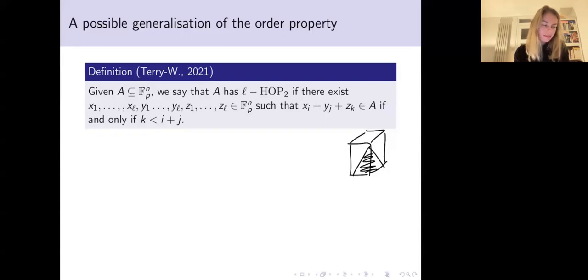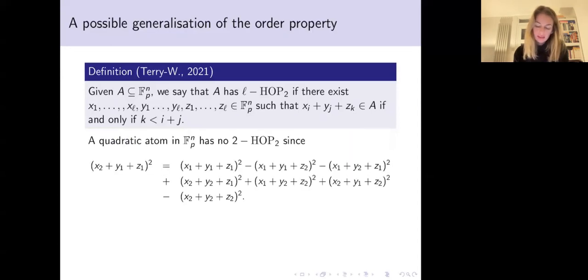So, a quadratic atom turns out does not have the 2-HOP2. And again, it is because of this identity, because it tells you that if you've got 7 vertices in your atom, then your 8th one will be in there also. And that rules out having a picture where all 7 are in your set and the 8th one is not. So you can construct other sets that do not have the L-HOP2 for some L by taking unions of atoms, but it turns out also unions of some cosets if you do it carefully.